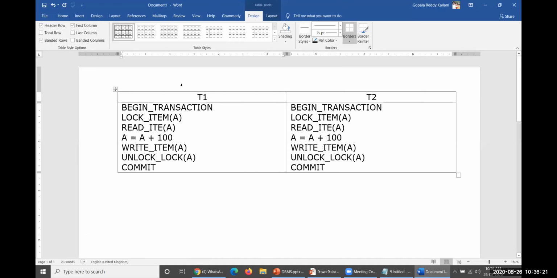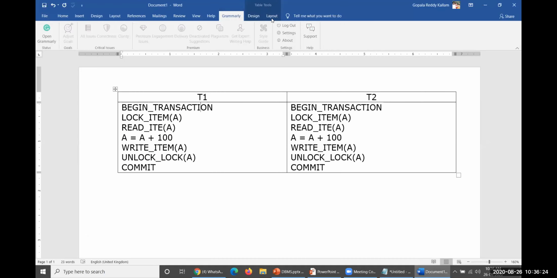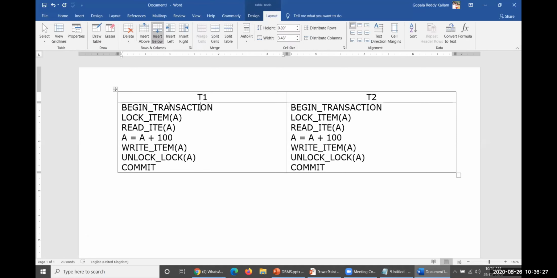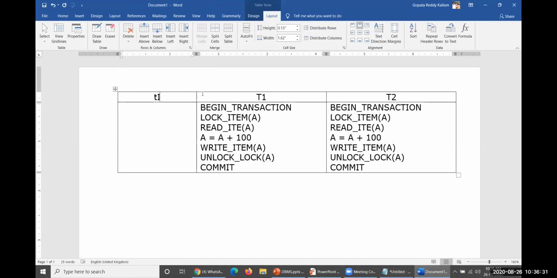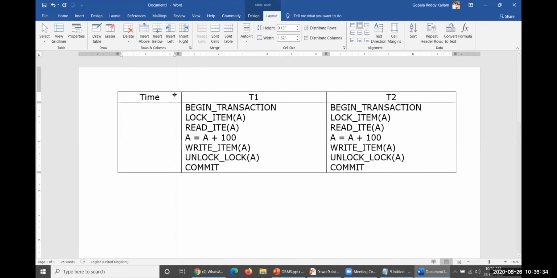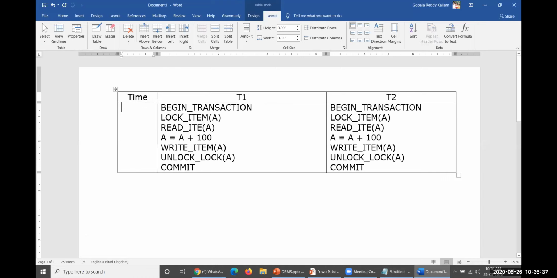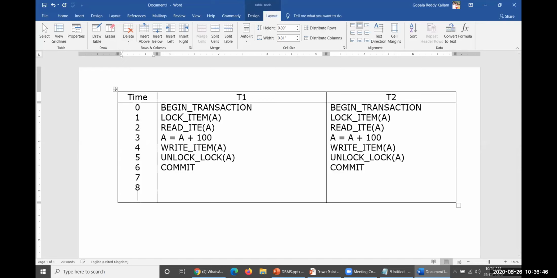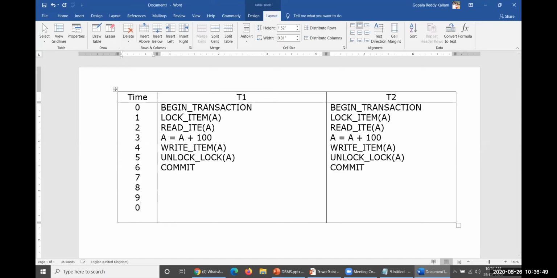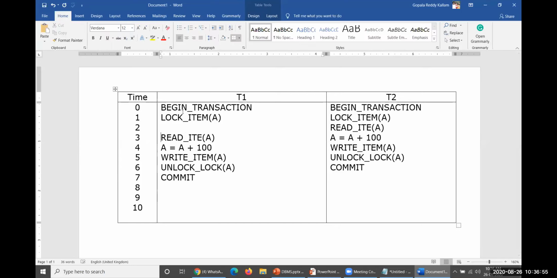Before going further, wait for one moment. So here, this is the timeline. Let me consider the timeline: 0th unit of time, first, second, third, fourth, fifth, sixth, seventh, eighth, ninth, 10th unit of time, and so on and so forth. Now two transactions are over. Now after the second transaction, you have started your work.